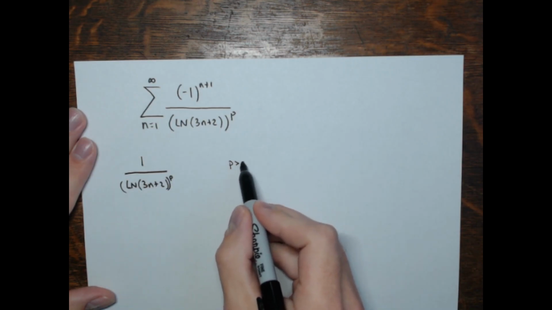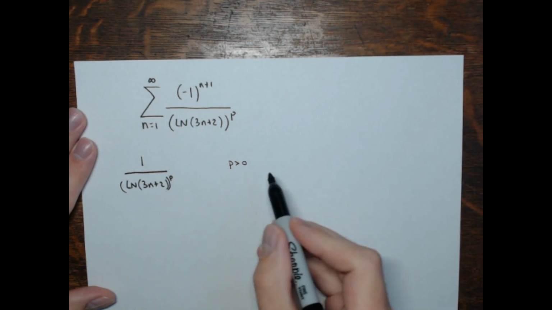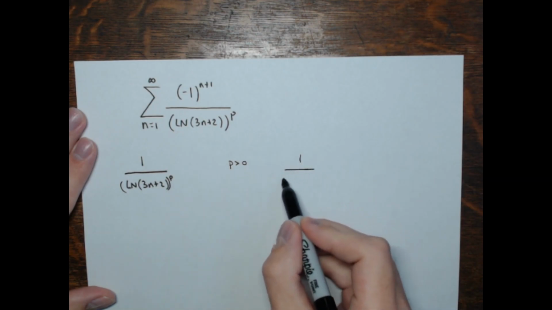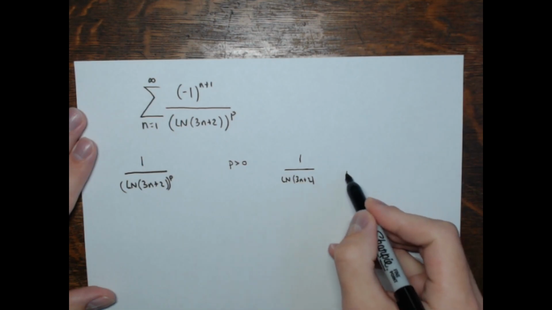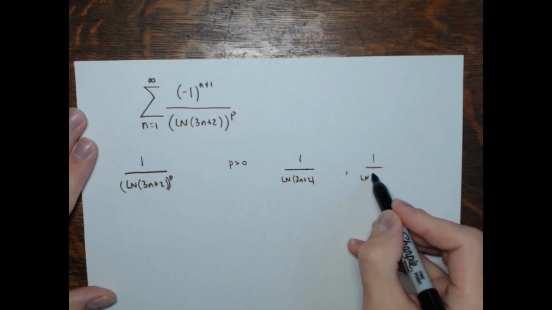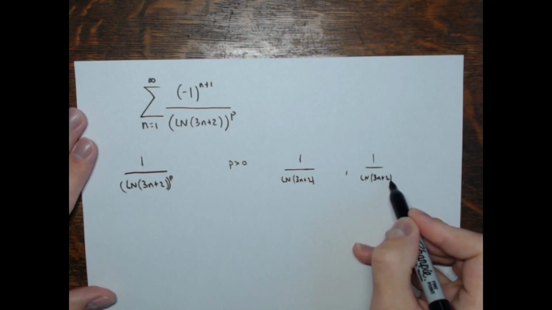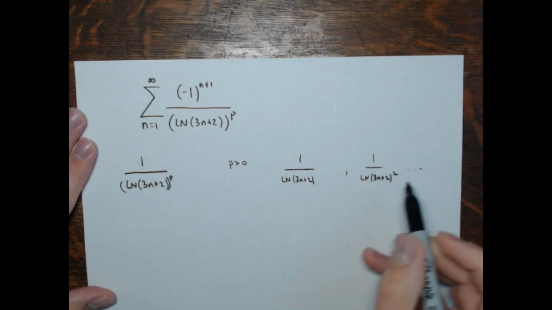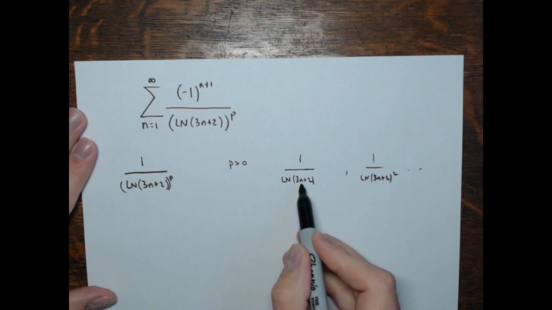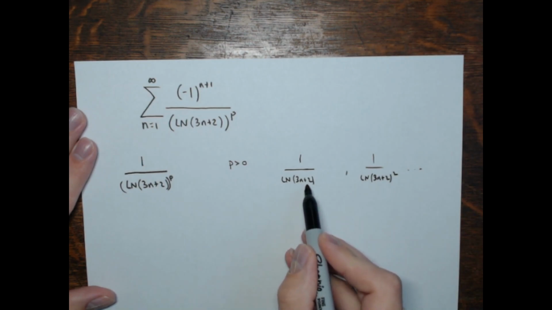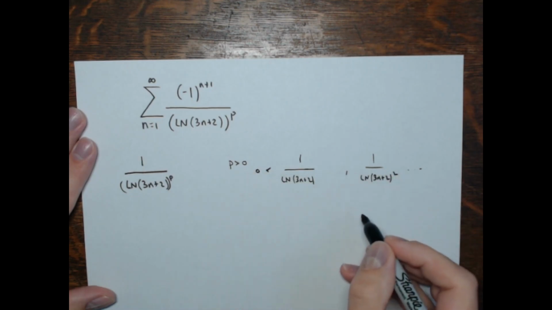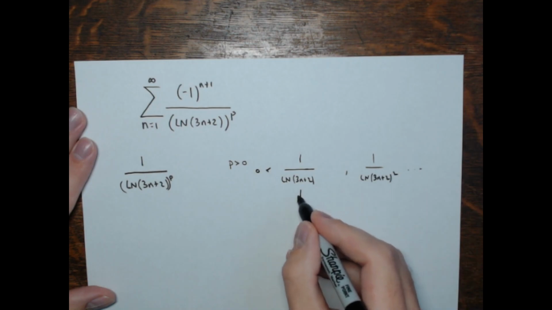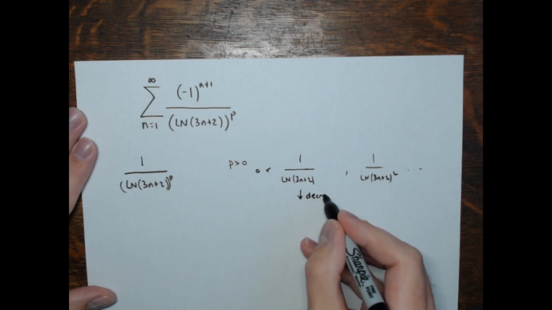Now, if p were positive, for example, 1 over natural log of 3n plus 2, or 1 over natural log of 3n plus 2, squared, whatever. Starting at 1, you'd have natural log of something bigger than 1 down here. They'd be positive values, all of these, and they'd be decreasing to 0.